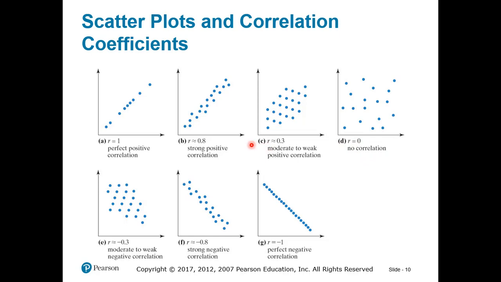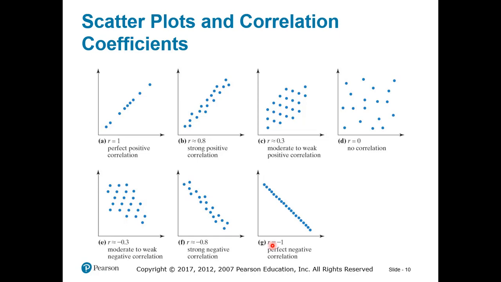And then we can see the same sort of thing with negative correlations. This would be a moderate to weak negative correlation. So look, negative 0.3 versus 0.3. Then we've got a strong negative correlation, something like a negative 0.8. And then, of course, a perfect negative correlation is really just a straight line of dots, and that would have a correlation R value of -1.